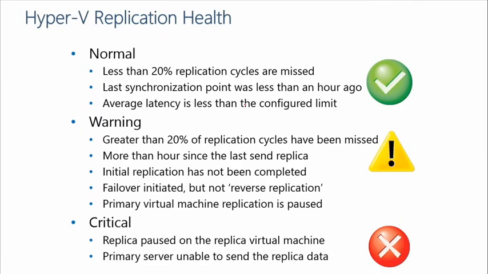In terms of checking and verifying replication health, it will be normal if less than 20% of the replication cycles are missed. If more than 20% are missed, or you've missed the last hour, or there's no reverse replication, or something's believed to have gone wrong, it goes to a warning state. And if it's not replicating, it goes to a critical state. So it's very easy to identify if everything is healthy or not. Also, notice that normal isn't 100% replica all the time. There's an acceptable level of failure within replica, or it's still considered good.